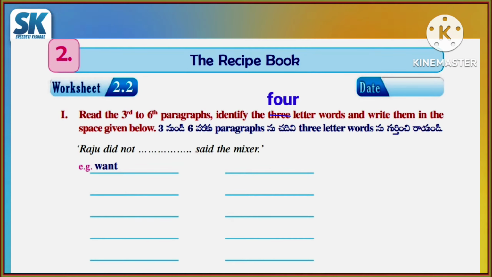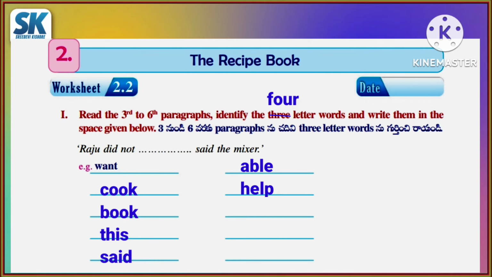Read the third and sixth paragraph. Identify the four-letter words and write them in the space given below. Cook, book, this, said. Able, help, will, come, with.